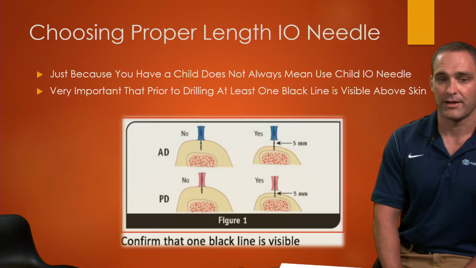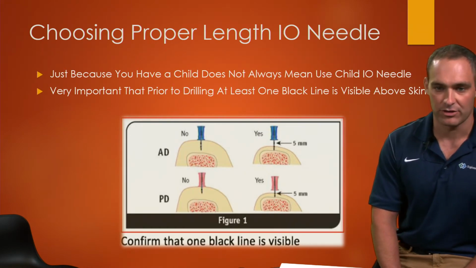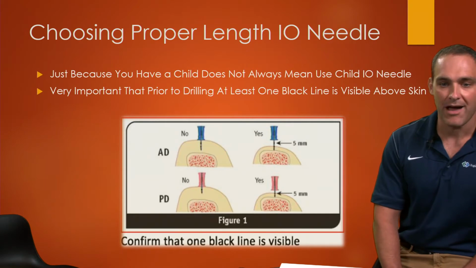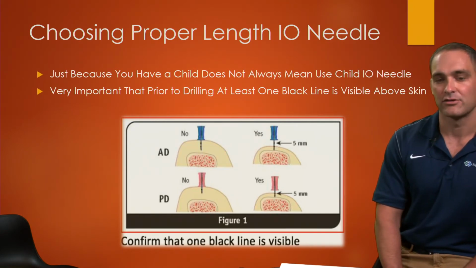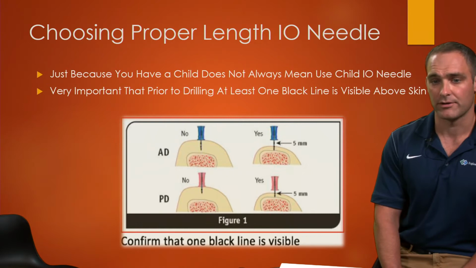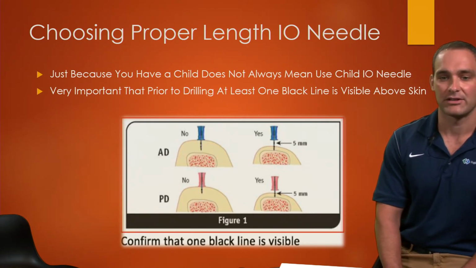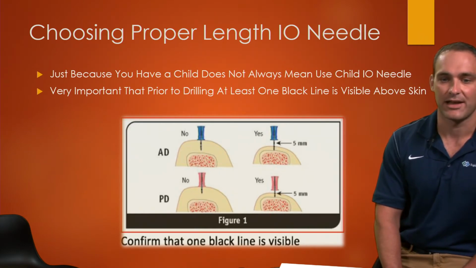Choosing the proper length of IO needle: just because you have a child doesn't always mean that you're using the child IO needle. It's very important that prior to drilling, at least one black line is visible above the skin. As you can see in the picture, the very first thing you do is push it down through the skin until you hit the bone. The picture on the top left has not touched the bone yet, and there's no black line visible. The picture on the right with the blue IO needle is touching the bone, but you have at least one black line that's visible above the skin. That means that the IO needle will be able to get to the center of the bone.